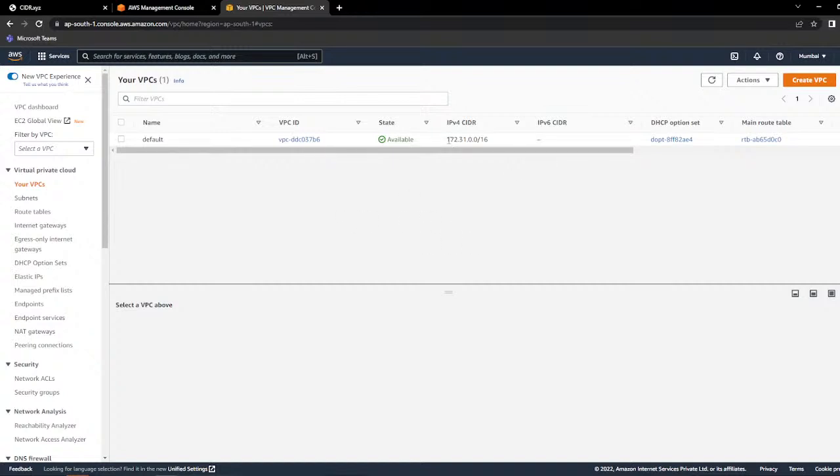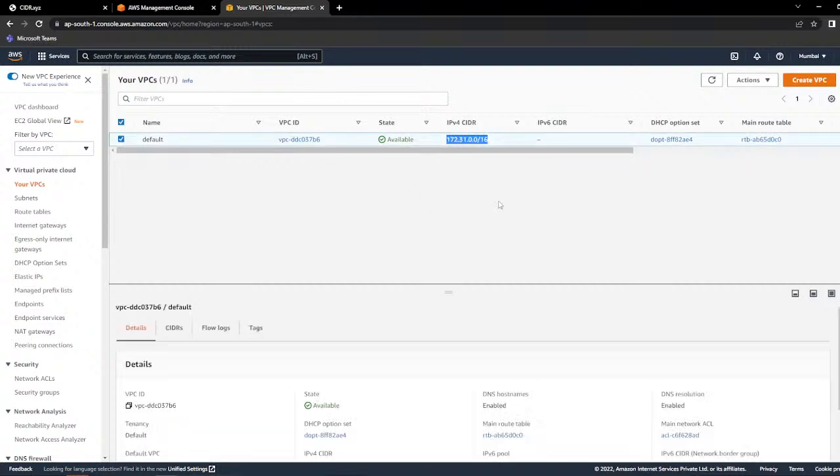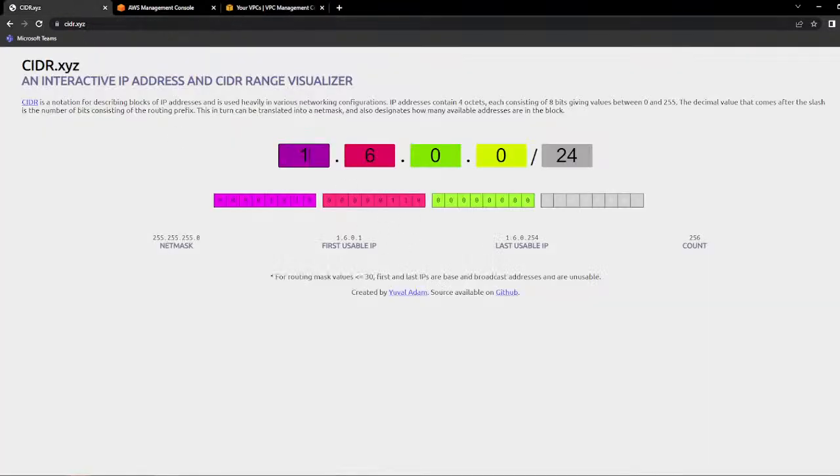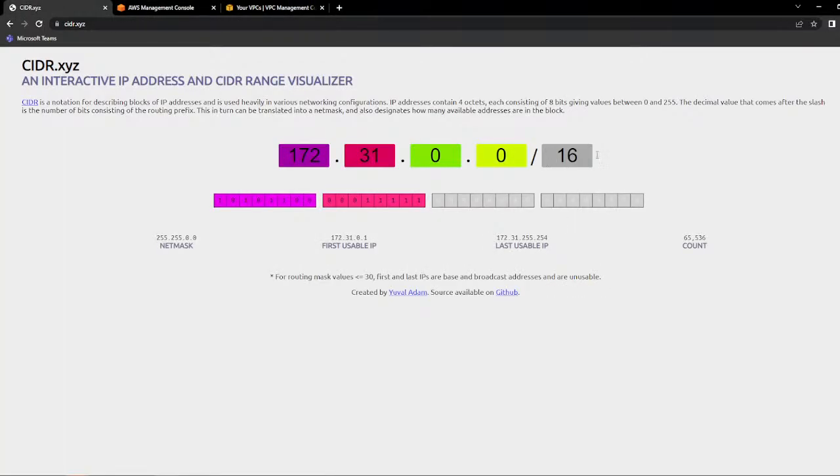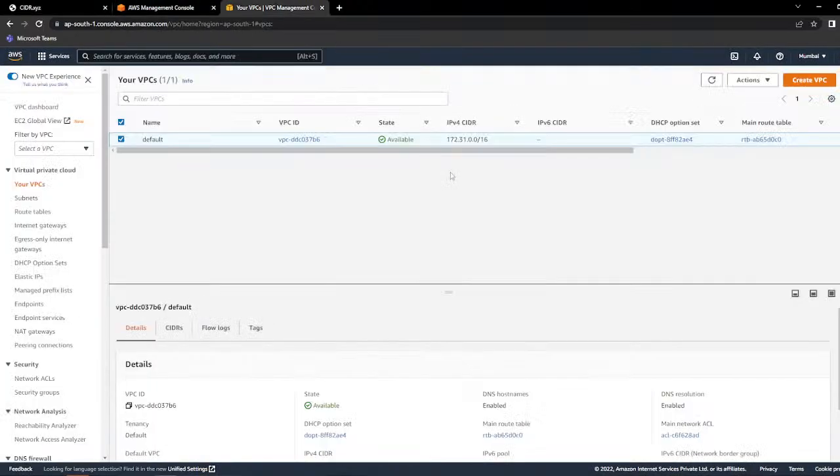Now this is the CIDR range, the IP range in this network. So what is the starting IP address? 172.31.0.0/16. This is the IP range. So it has 65,000 IP addresses available, and the first IP is this and the last IP is this. So this is your default VPC.